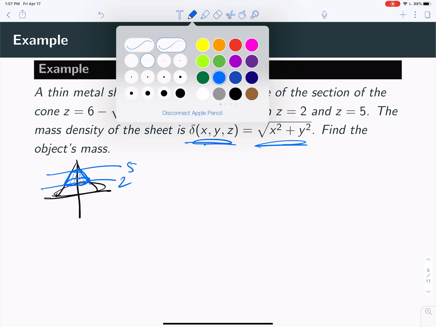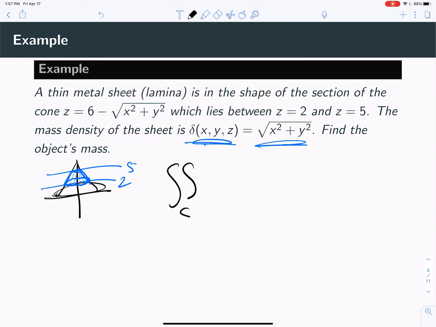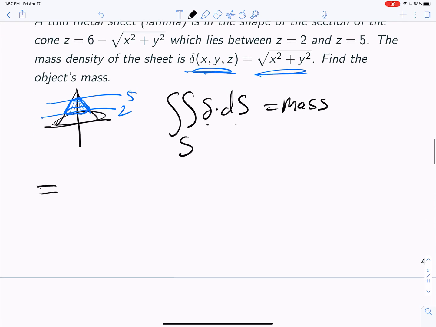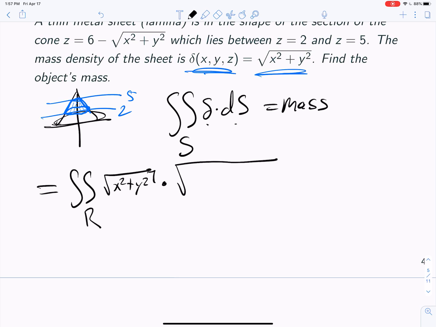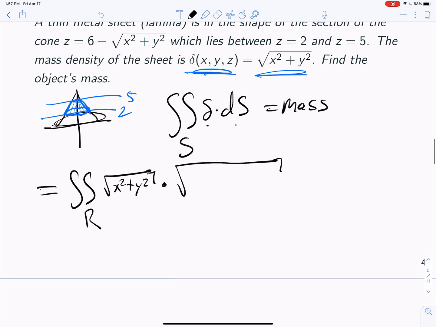Okay? So what they want us to do then is integrate over the surface the density times surface. That'll give us the mass. Okay, so the mass comes from integrating the density along the surface. And what we learned is to do that, we're going to integrate over the region below it, the density function, which in this case is square root of x squared plus y squared, times the square root of gx squared plus gy squared plus 1 here. And what is that? Well, g, and then that'll be dA.